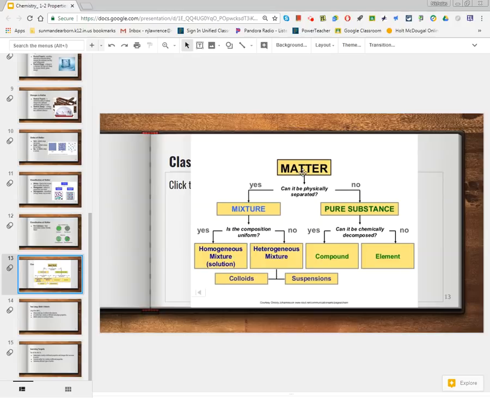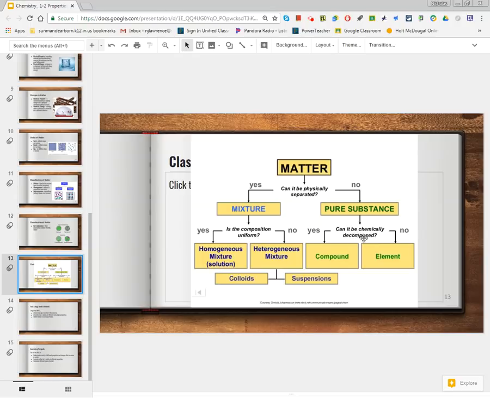If you have a piece of matter, let's start with gold. I have a chunk of gold. Is it matter? Yes, it exists. Can it be physically separated? Can each gold atom that is stuck together in that chunk of gold be separated? And the answer would be no. It is just gold. You can't separate the gold from itself, because if you do, you would still have gold. So therefore, it's a pure substance.